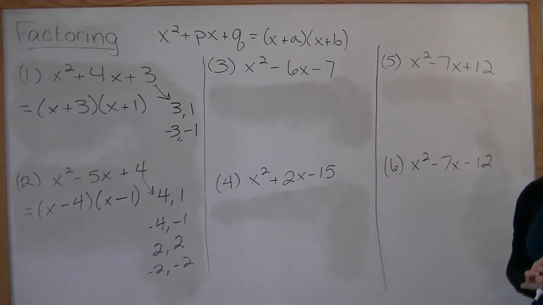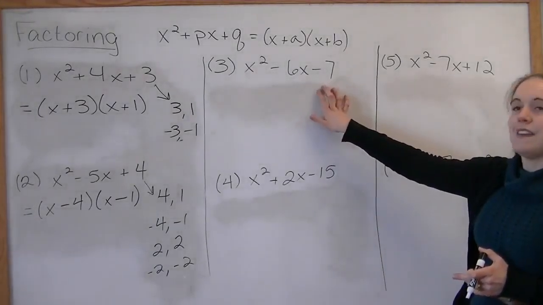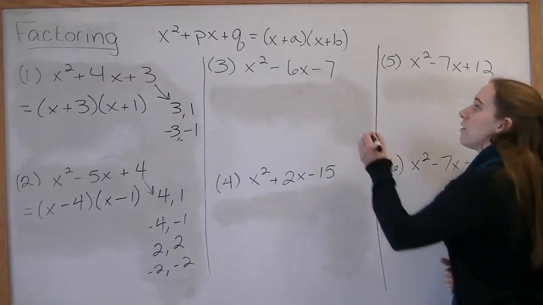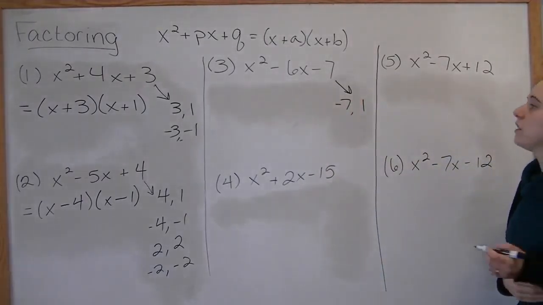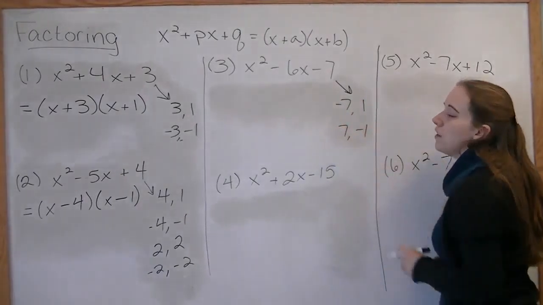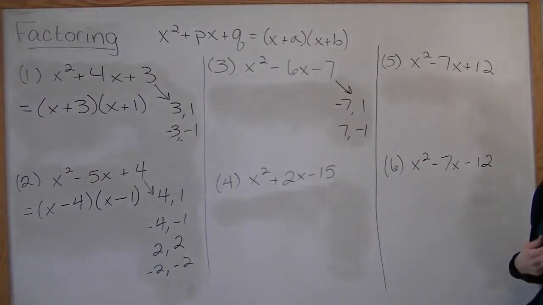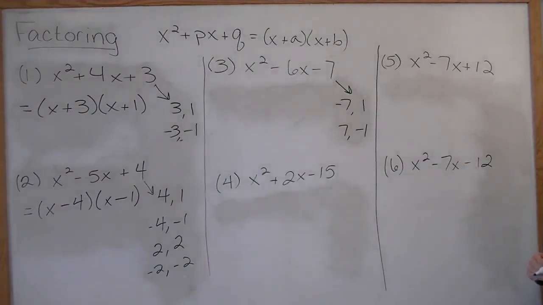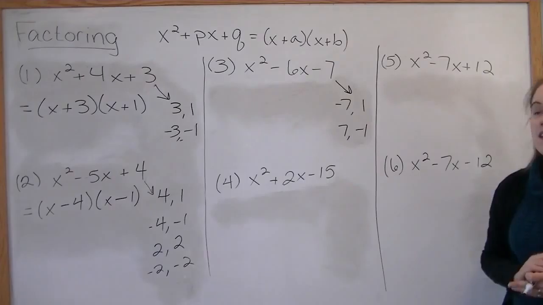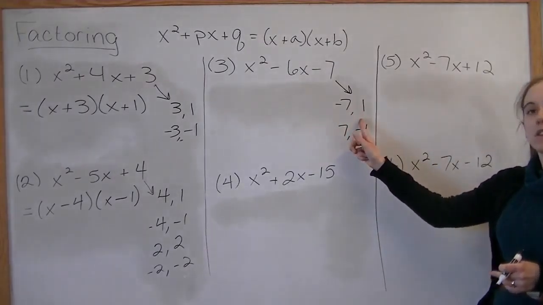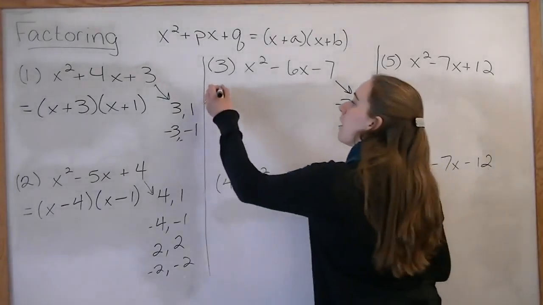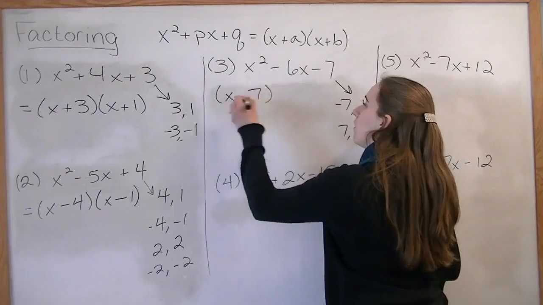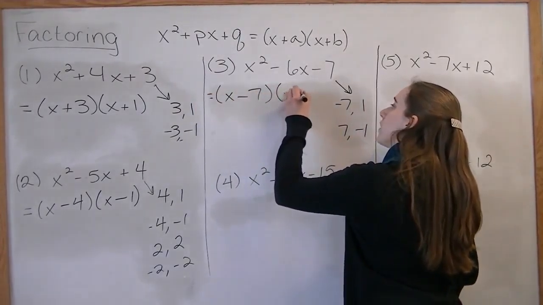Now let's look at our third example. So our q in this case is negative 7, so we got to be careful with that negative. So our options to get negative 7 when multiplying are either negative 7 times 1 or 7 times negative 1. Those are the two and only two ways we can get negative 7 by multiplying integers. So we need our pair to add to negative 6. So negative 7 plus 1 already gives us negative 6, so we know that we found the right pair. So we have x plus negative 7, or x minus 7, times x plus 1.